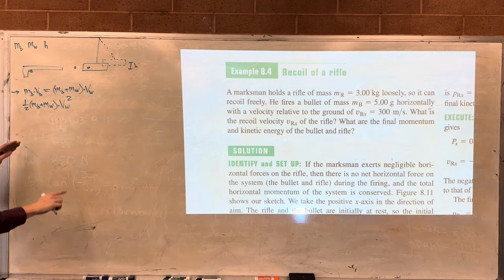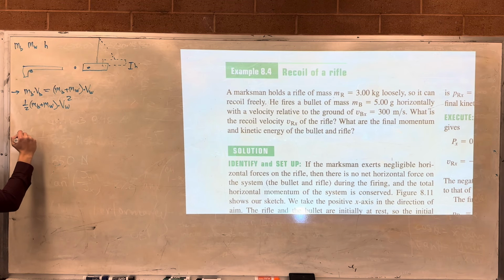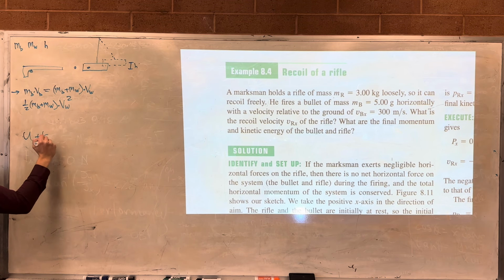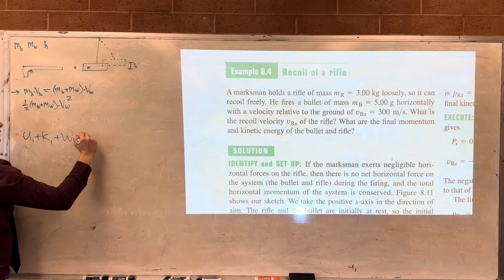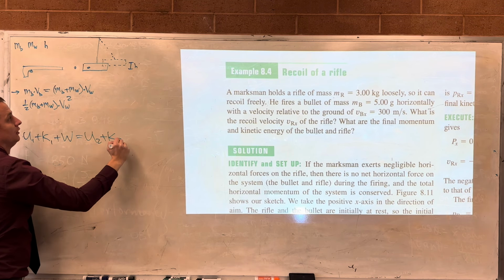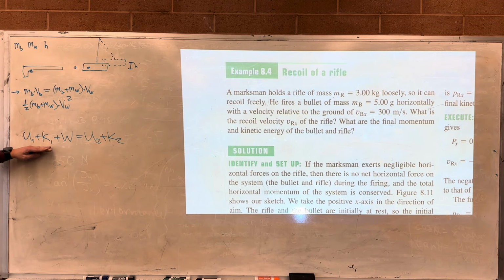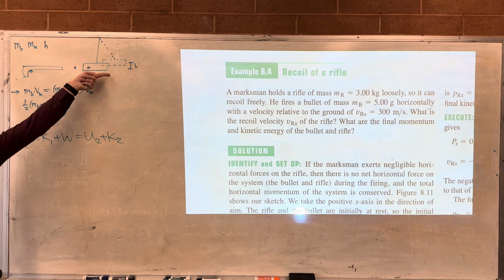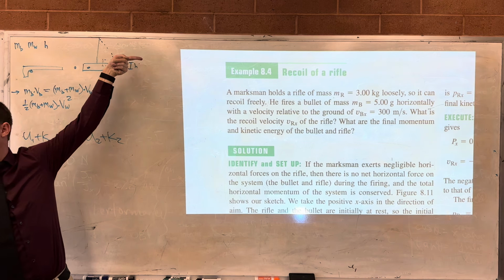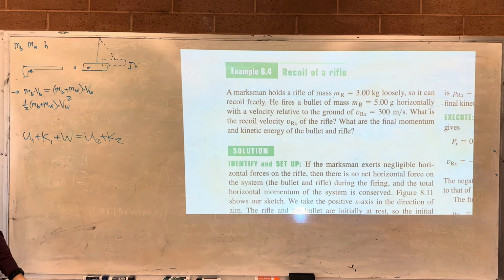So, what we're going to do now is I'm going to write out this equation. U1 plus K1 plus W is equal to U2 plus K2. Where now 1 is going to be the instant the block starts moving because it has the bullet in it, to when it reaches its highest point in the air and stops going up and starts coming back down. Wouldn't it be more of acceleration than velocity? We're just tracking the energies.